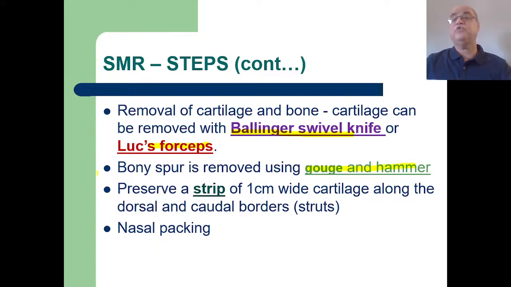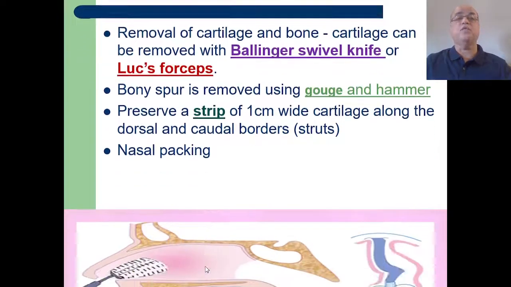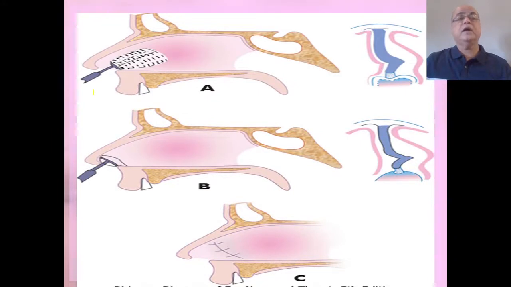And then we have to preserve a strip 1 centimeter wide cartilage along the dorsal and caudal borders of the nasal septum, and then anterior nasal packing is done, which is removed after 24 hours. So this is another diagrammatic representation: this is the incision in the mucoperichondrium, and then with Freer's elevator we will elevate the mucoperichondrial flap on this side.